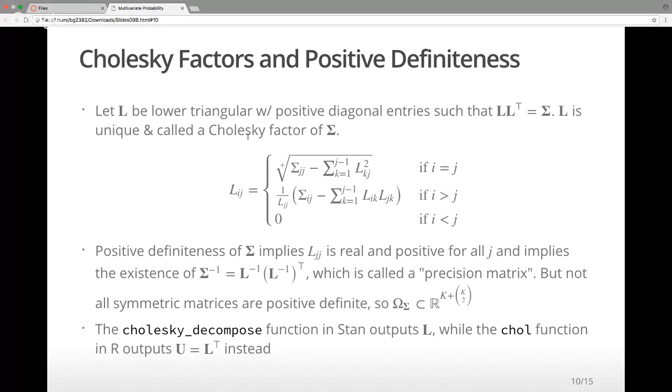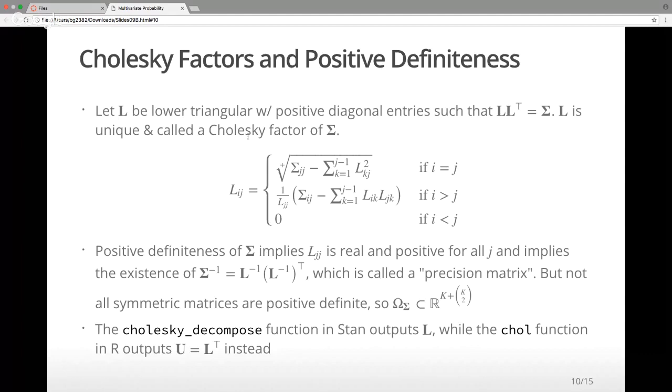But along the diagonal, you have the square root of the difference between the jth element of sigma and the sum of squares of all the previous elements for the corresponding row of L. And then you have to take the square root of it. So you've got a problem if this turns out to be a negative number, because you can't take the square root of a negative number and get a real thing.